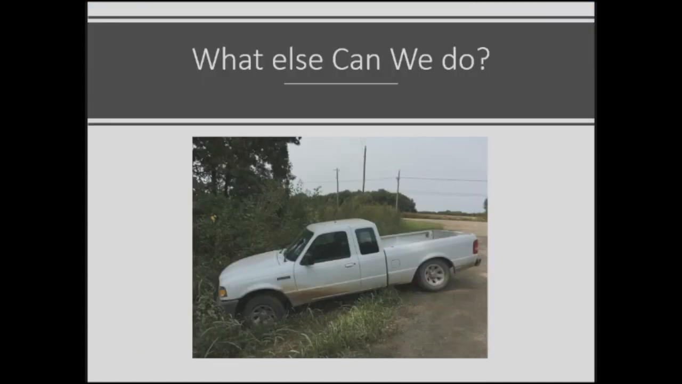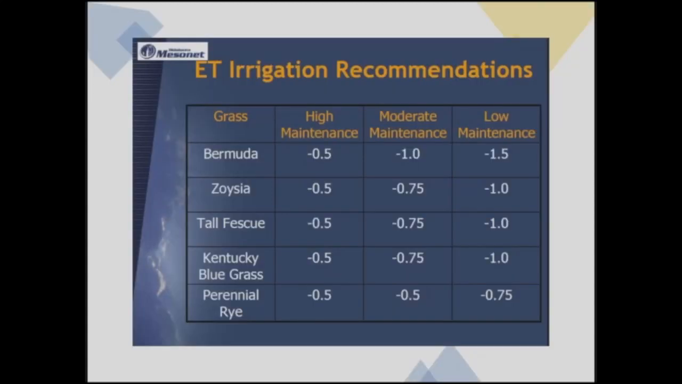This is showing kind of how often you might want to irrigate. And so in this minus ½ inch for the Bermuda high maintenance, that means when you've had about a ½ inch of ET from the weather station information. So that's going to happen maybe over like a 3 to 4 day period.